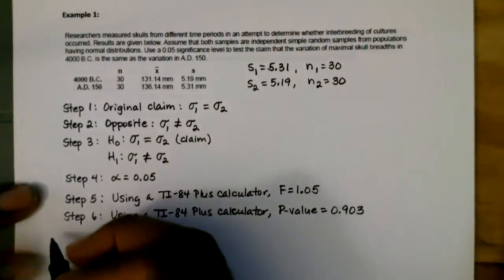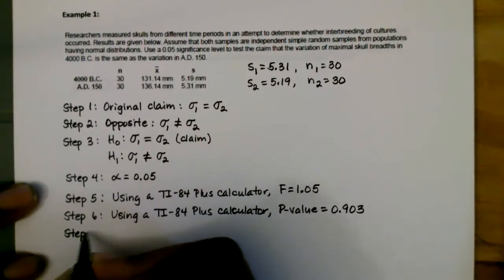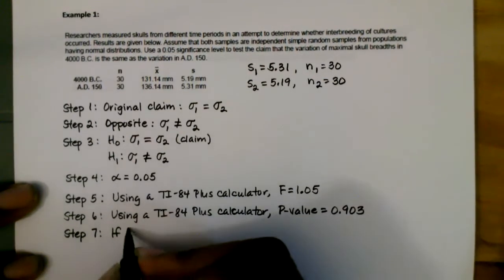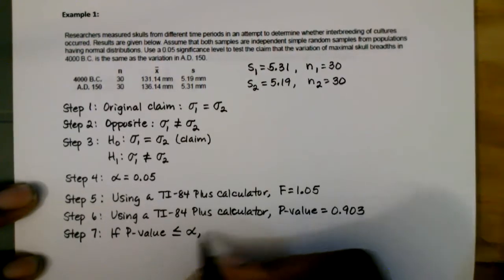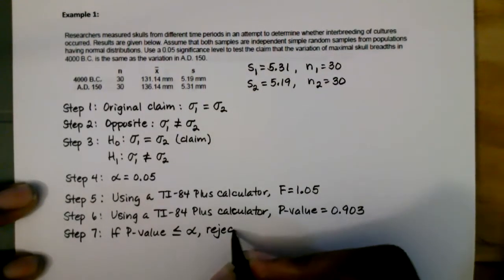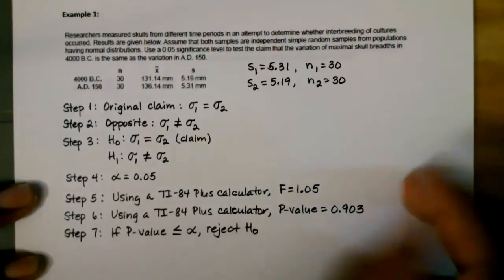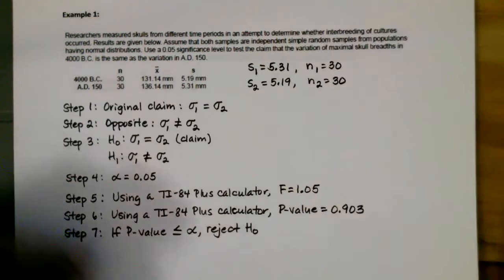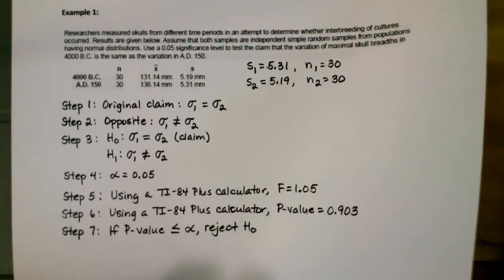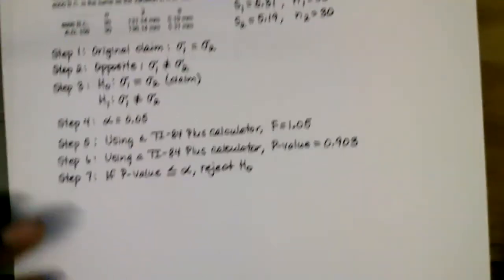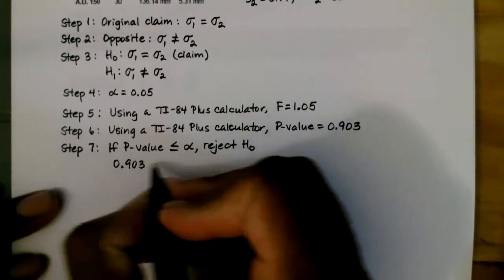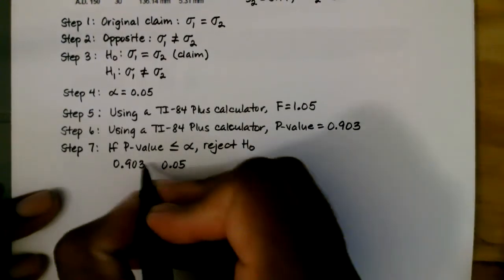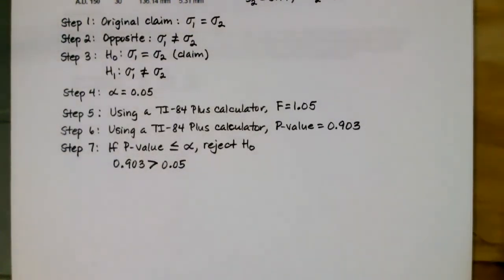Now, step number 7 is the decision rule. And that's this. If your p-value is less than or equal to alpha, you want to reject the null hypothesis. Otherwise, fail to reject the null hypothesis. So my p-value is 0.903. That alpha level was 0.05. You can see that 0.903 is much greater than 0.05.